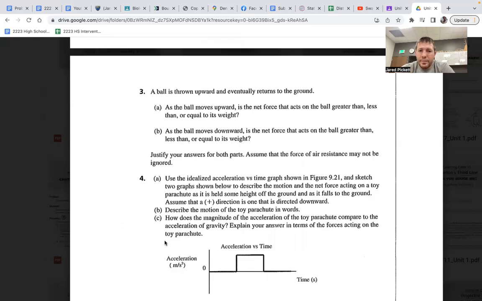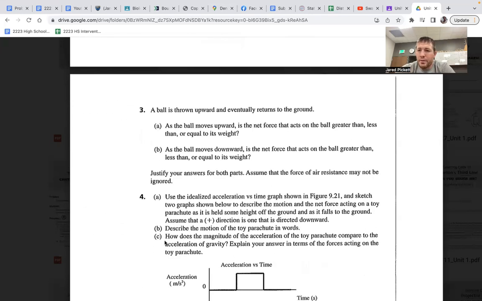All right, let's look at 3. A ball is thrown upward and eventually returns to the ground. As the ball moves upward, is the net force that acts on the ball greater, less than, or equal to its weight? I want you guys to think about, what does weight actually mean? All right, and answer A. Pause the video.